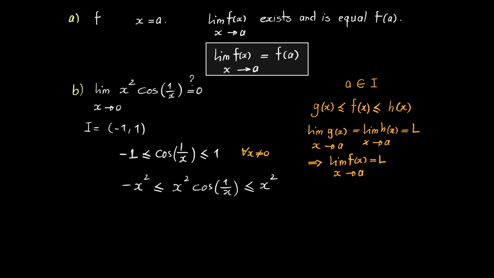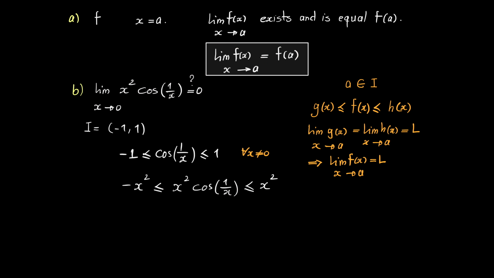Okay, so hopefully you agree with me. These inequalities hold for every choice of x in this interval except x equals 0 itself, because at x equals 0 this is not defined at all. Now what I want to do is give the role of function g to minus x squared, and the role of function h to x squared, and the role of function f of x to this function, and of course here my point A is exactly point 0.